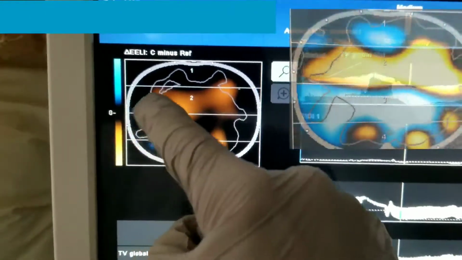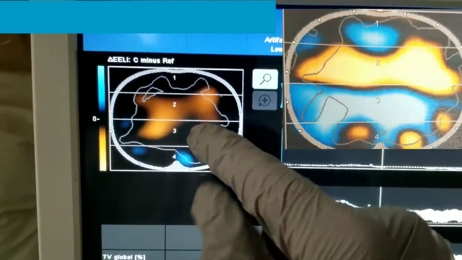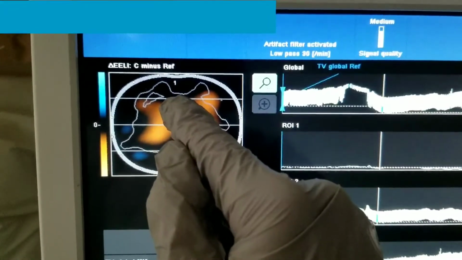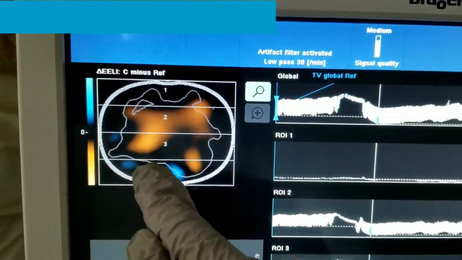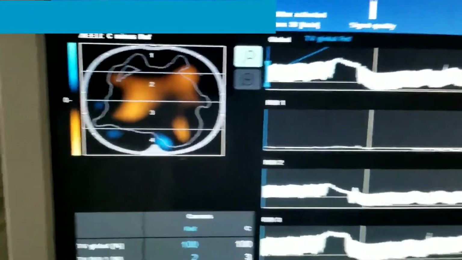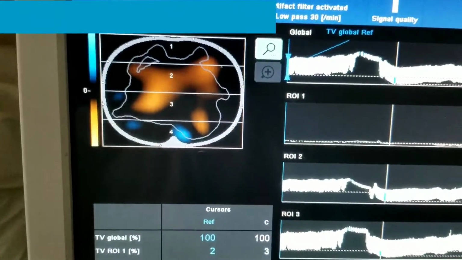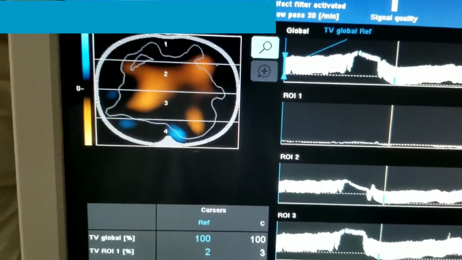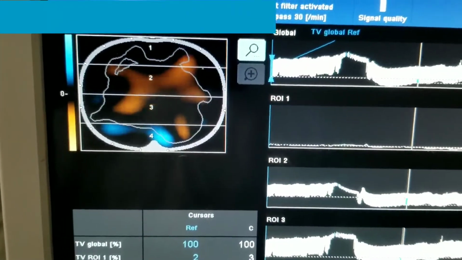What I want to see is orange here and blue starting. That means that you're losing distribution compared to the reference and it's being transferred down here. So that's a sign of recruitment. Let's check this out.